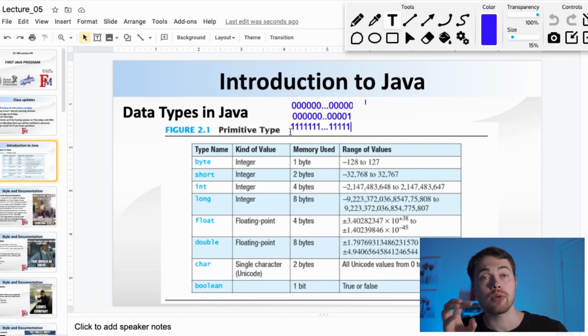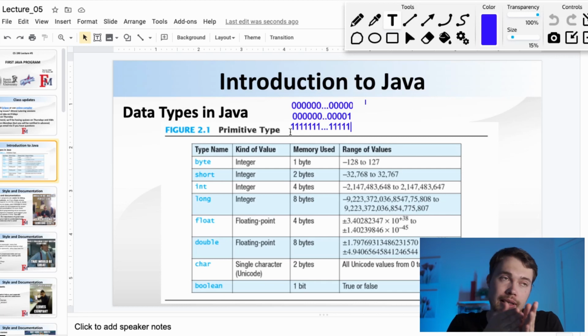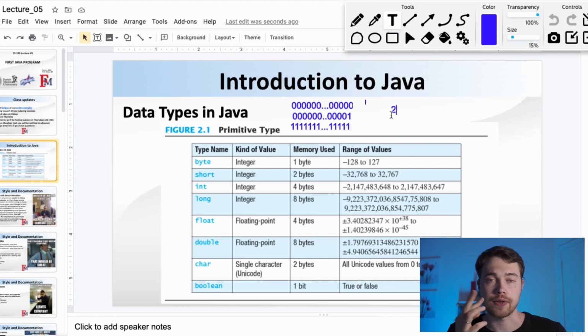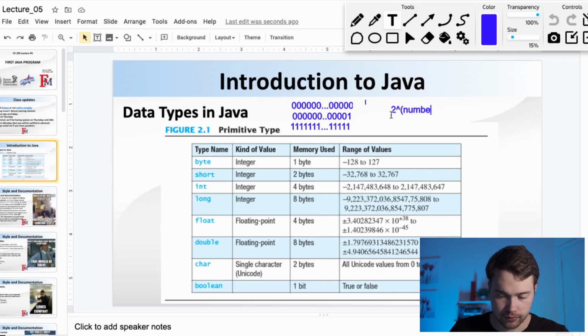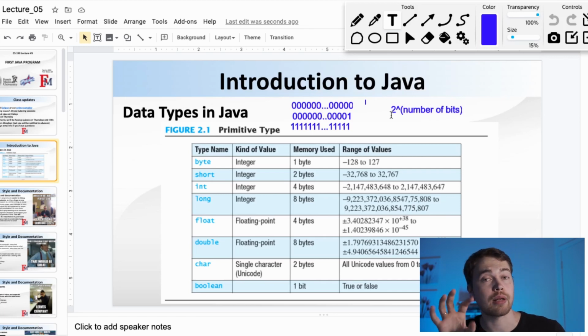If you want to find out the range span of different values you can place into some amount of bytes or bits, here's the formula you need. You basically need to take 2, because there are only 2 possible states, 0 or 1, right? And you need to raise it to the number of bits you have. Okay, 2 to the power of the number of bits.